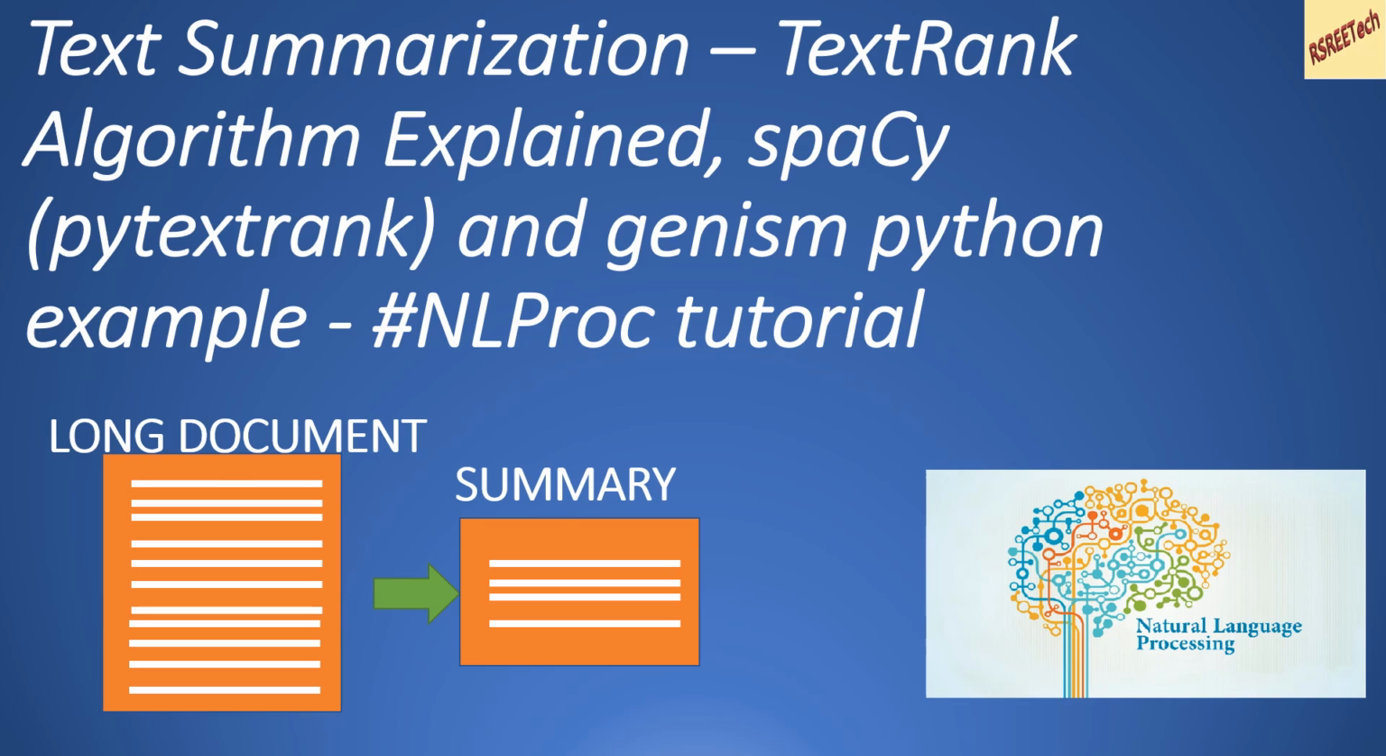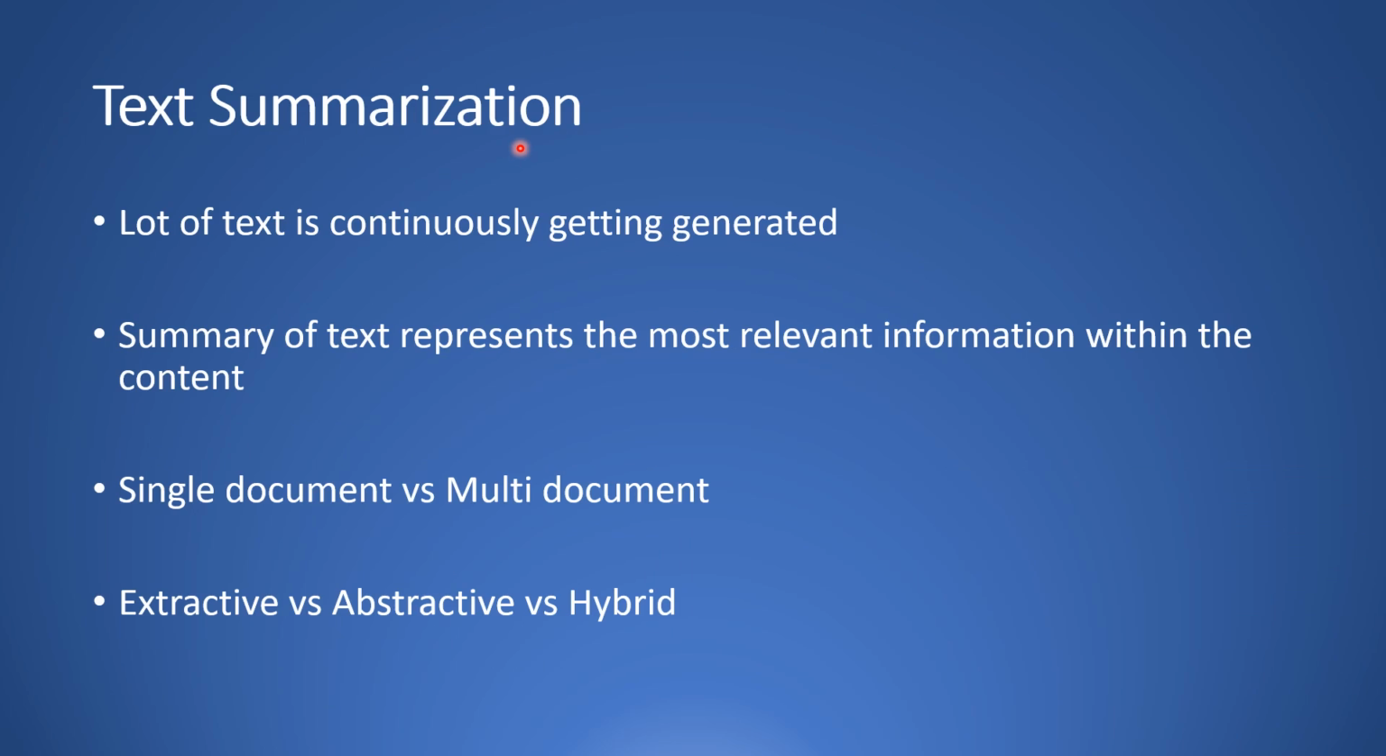Let's get started. Let us look at what is text summarization. So a lot of text is continuously getting generated on the internet with a lot of new publications coming up, lot of papers coming up, lot of articles coming up. You have social media posts, right? Now, the summary of any text represents the most relevant information within the content, right? So if you have a paper which spans 4 to 6 pages, then you have an abstract which represents the summary of the text, right? Now, the process of generation of this summary of the text is known as text summarization.